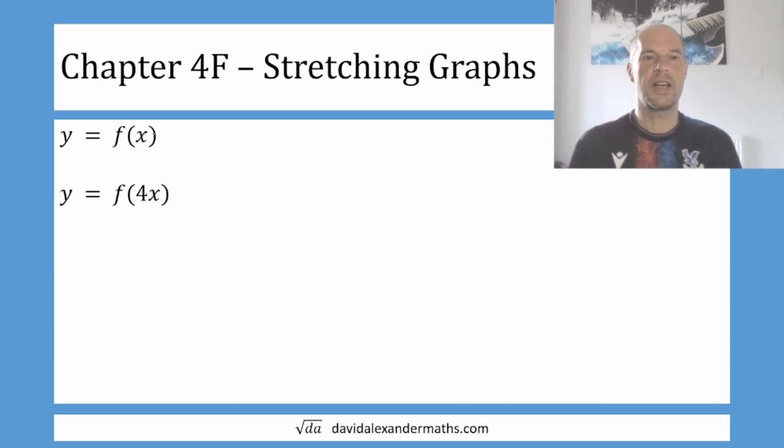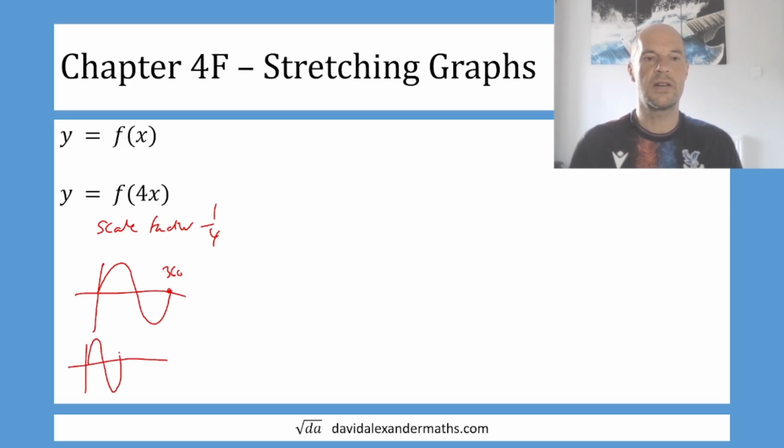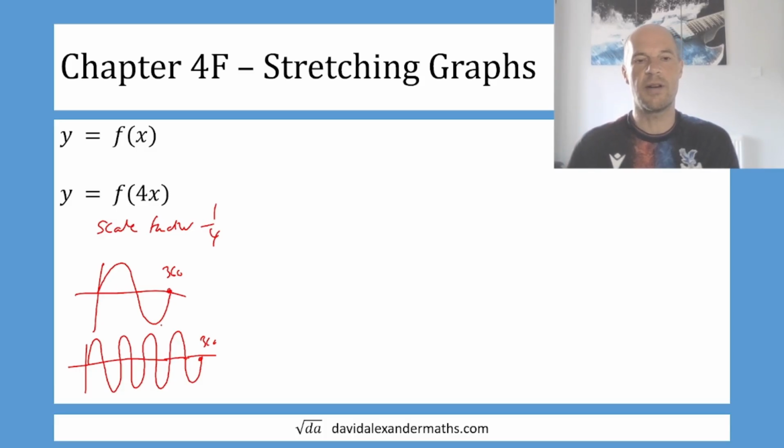Okay, so what's the difference between y equals f of x and y equals f of 4x? This is a stretch with scale factor 1 over 4 parallel to the x-axis. So if y equals the sine of x between 0 and 360, this is what it would look like. And if it's y equals the sine of 4x, then what we would be doing is getting 4 sine waves in. So 1, 2, 3, 4. Oh no, missed a bit at the end there. There we go. So we would be getting 4 sine waves in between 0 and 360 degrees.